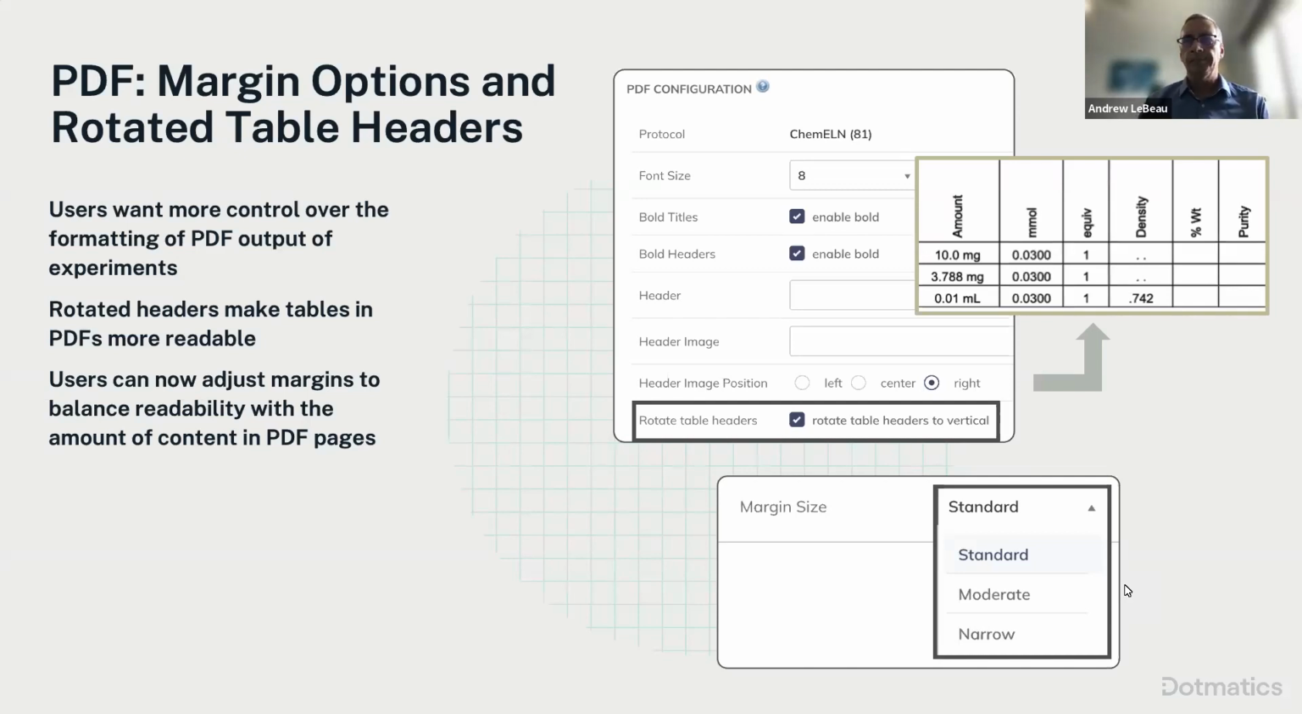But you can see by rotating them 90 degrees, if that is the case, then it makes readability of the table much easier. And secondly, highlighted in the screenshot below, you can now control the size of the page margins for PDF output. So there are three options now: standard, moderate, and narrow, where standard matches what it's always been. If you select moderate, those margins will be a little smaller, and narrow, they'll be smaller again. So again, you have control over how you display both tables and all the content within your PDF pages.